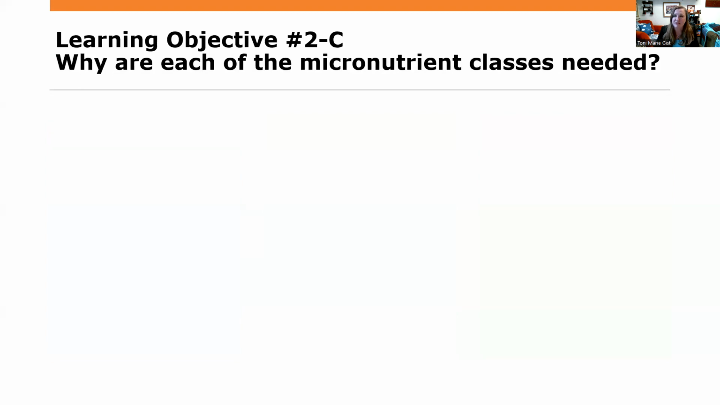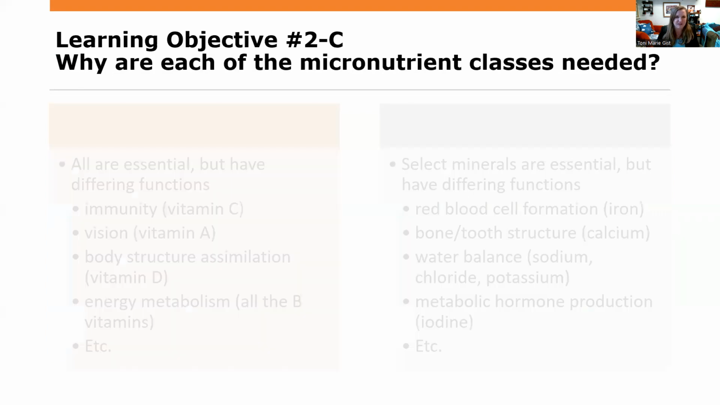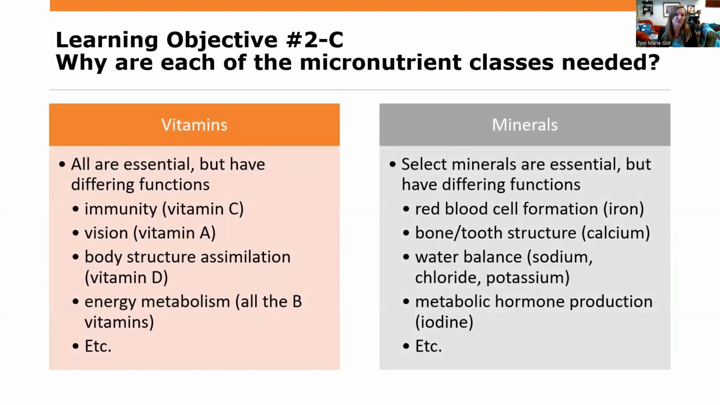Now that we've covered the macronutrients, let's talk about the micronutrient classes. And we've got two different micronutrient classes. We have our vitamins and we have our minerals. Every single vitamin, all of them are essential, but they each have different functions. So a list of some examples of vitamins: vitamin C helps with immunity. Vitamin A is going to help with vision. Vitamin D helps with body structure, like our bones. All the B vitamins help with energy metabolism, and we can go on, and you'll learn more as you continue to dive into this topic with me.